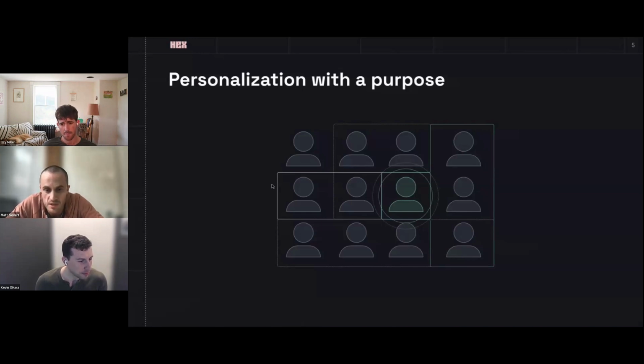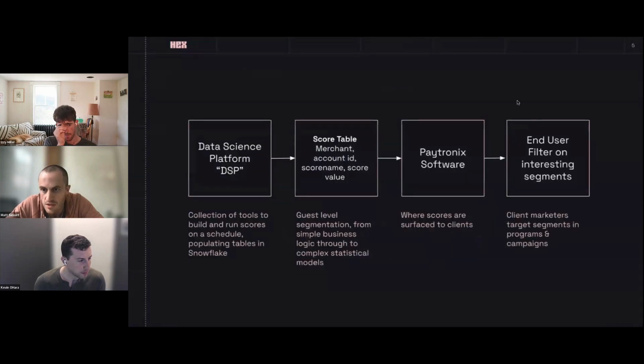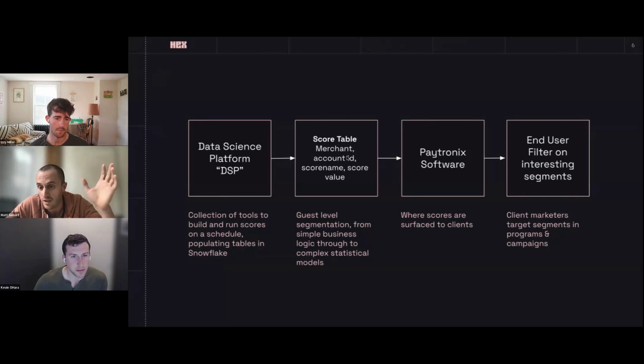So the headline from this slide: segmentation is valuable. Marketers want to segment in interesting ways, right? So how do we do that? Starting at the end of this diagram, I'm going to move the images so I can see. The marketers want to segment on interesting segmentations. In order to do that, those segmentations need to be available in the Paytronix software. For them to be available in the Paytronix software, our team has to put them in a table. If the table has a certain spec, one line per account, per score, whatever it is, it'll follow through and be usable by the marketers.